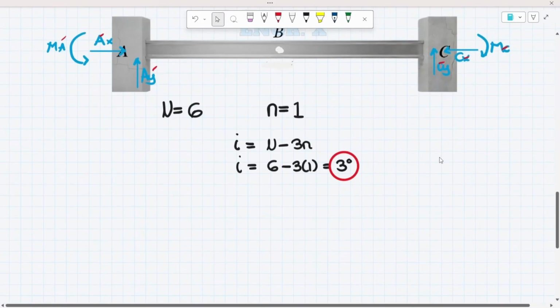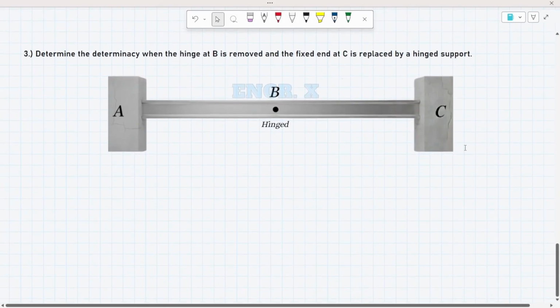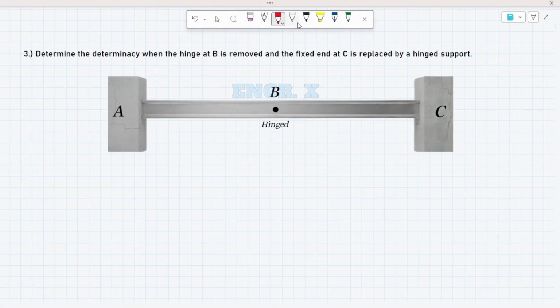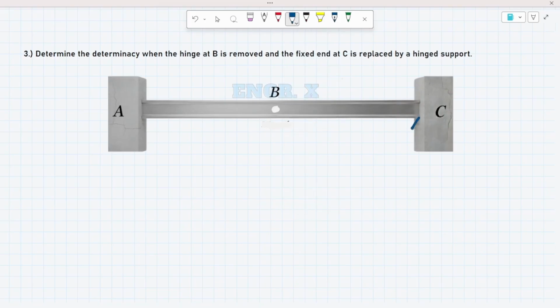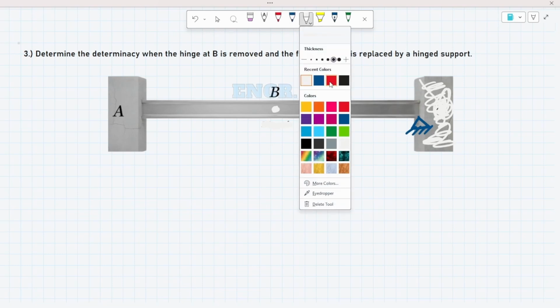Next, let us proceed to number 3. Determine the determinacy of the beam when the hinge at B is removed and the fixed end at C is replaced by a hinge support. So, eto, yung sa B, na-remove ulit. Then the fixed end here sa C, you change this one to a hinge support. And siya, no? Wala na to. I will cross this one out. Okay? So, let us solve.